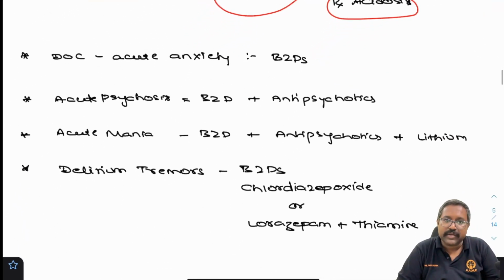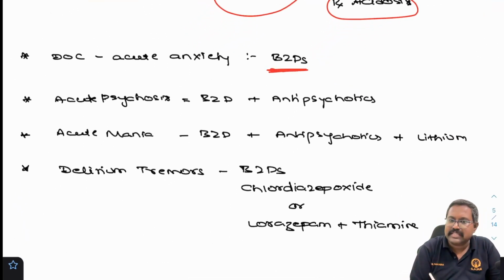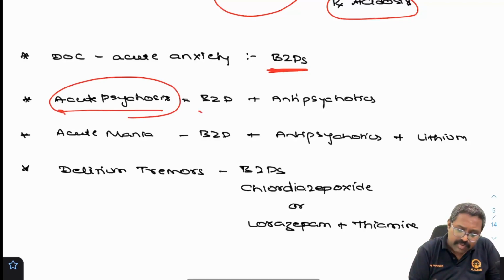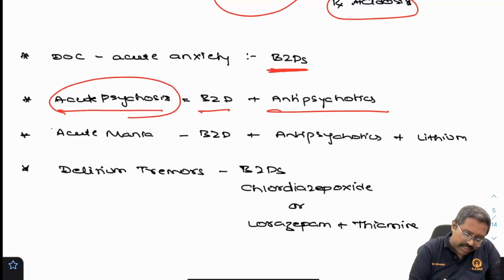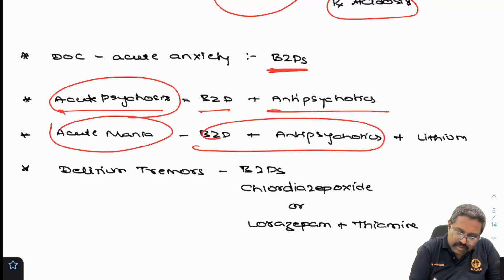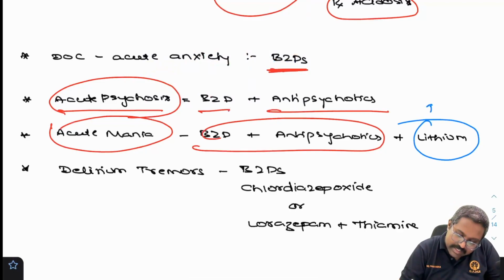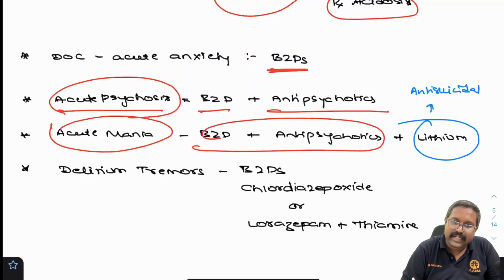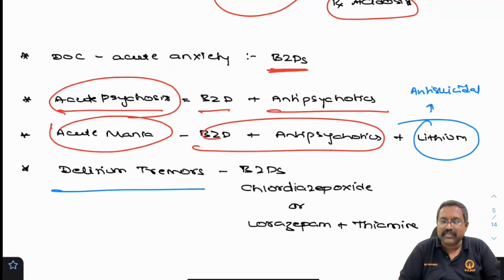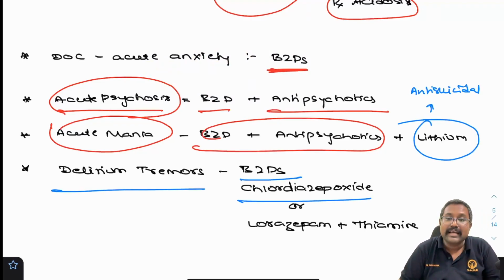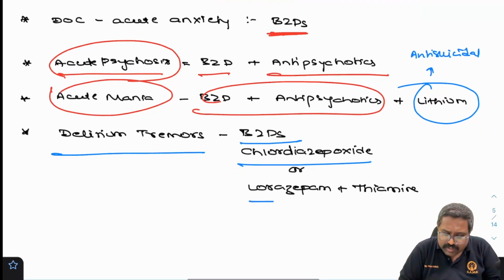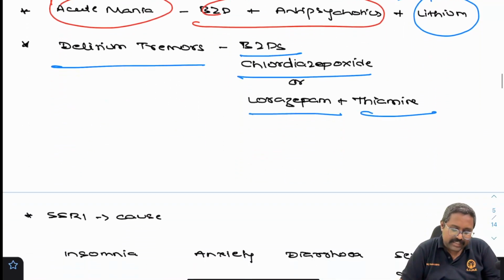Which is the drug of choice for acute anxiety? For acute anxiety, you can use benzodiazepines like midazolam, alprazolam, etc. For acute psychosis, you will use a combination of drugs, benzodiazepine and antipsychotic. For acute mania, along with this, you will also use lithium. Lithium is also called an anti-suicidal drug. Delirium tremens is treated with benzodiazepines like chlordiazepoxide or lorazepam, and thiamine.